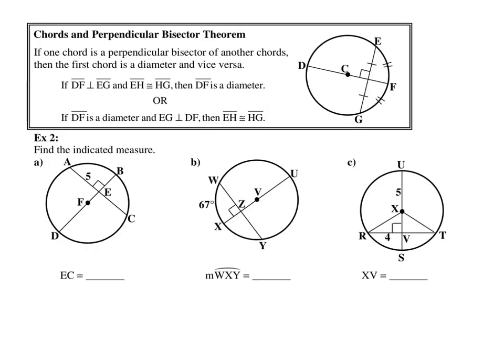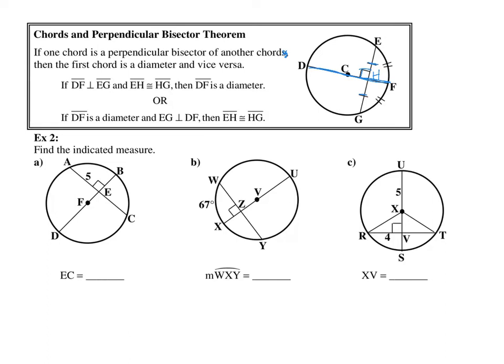For the next idea, the chords and perpendicular bisector theorem. If one chord is a perpendicular bisector of another chord, then the first chord is a diameter and vice versa. So if DF is perpendicular to EG, and EH is congruent to HG, oh, this should be H here. Then DF is a diameter. Then this is the diameter. If it's perpendicular and it bisects, essentially, it cuts it in half.